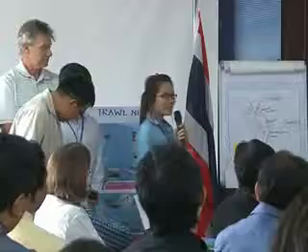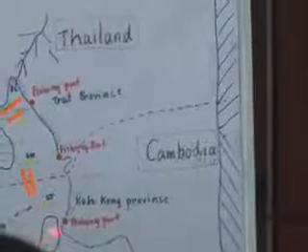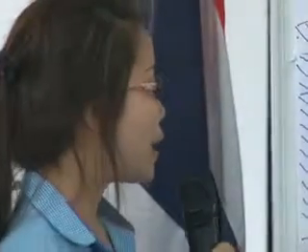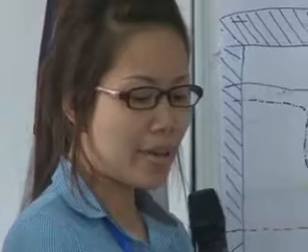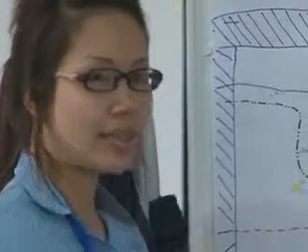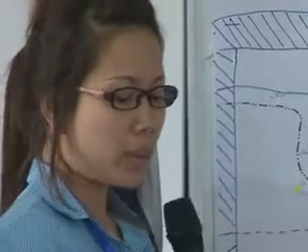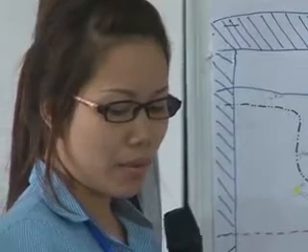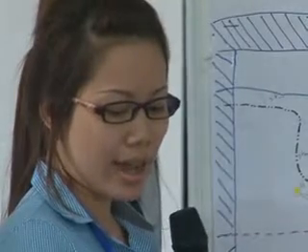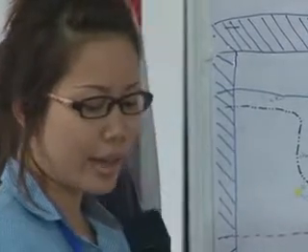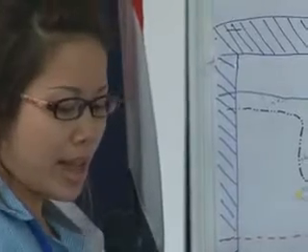Thank you. The Koh Kong province is located in the southwest of Cambodia, and it has 11,160 square kilometers, and the population is more than 139,000.